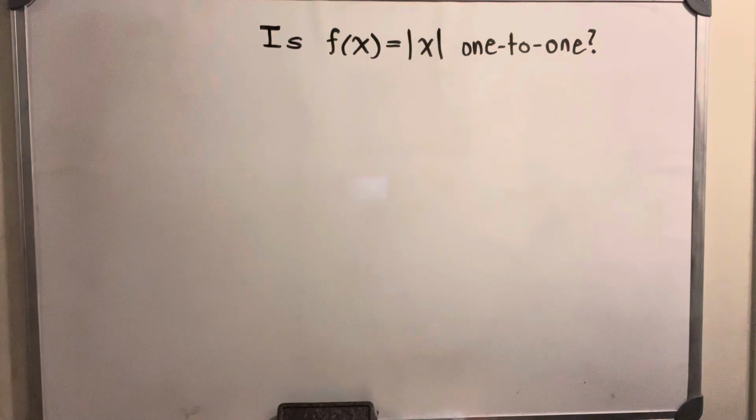This problem asks, is f of x equals the absolute value of x 1 to 1? So to answer this question, you need a good definition of what 1 to 1 means for functions. This is the one that I use. Well, think to yourself, what is the definition that you remember if you've studied this before moving on?